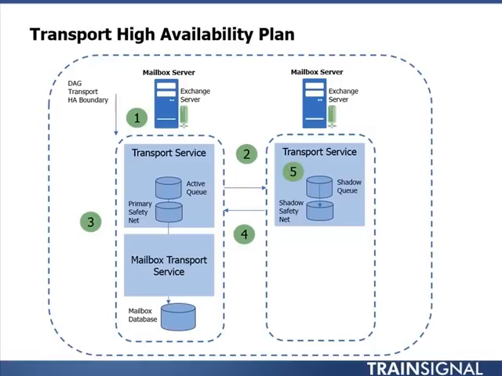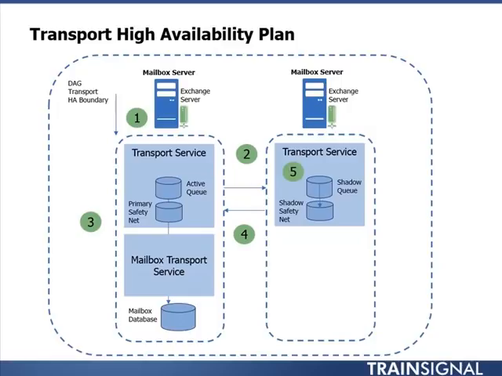And so the next part of the process is that the secondary mailbox will remove that shadow message from the shadow queue and actually will put it in the shadow safety net. So can you see how all of this is working?